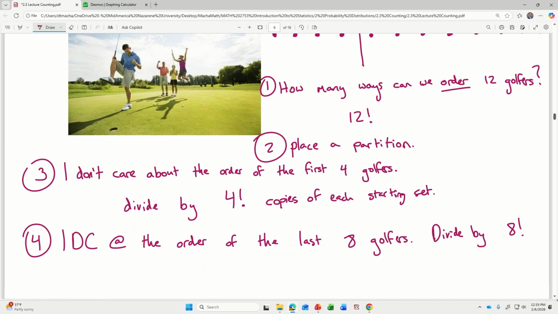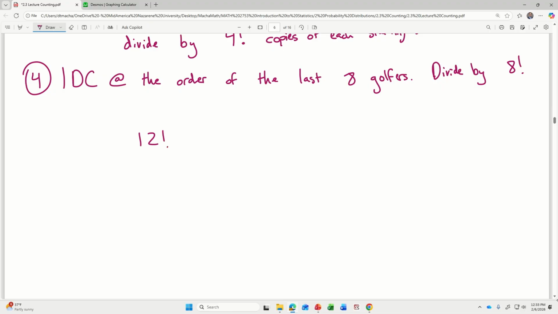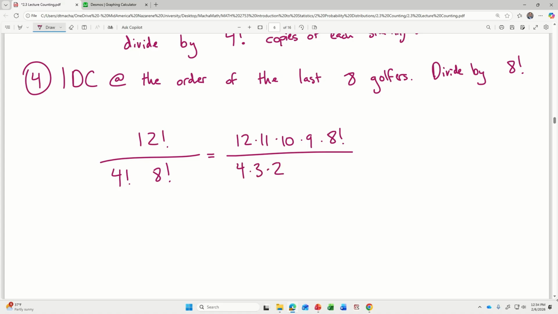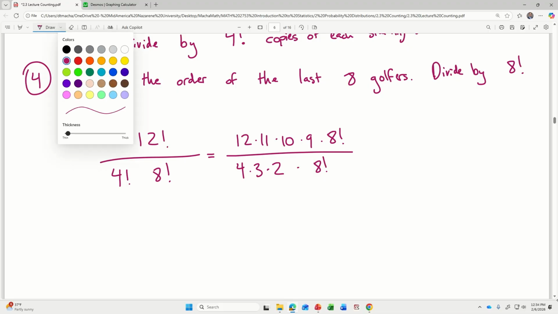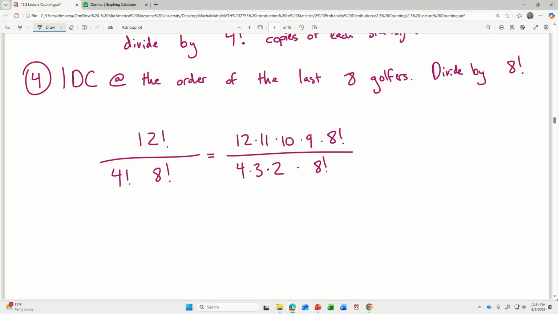So now, if I have started with 12 factorial and divided by 4 factorial for the order of the first 4, and divided by 8 factorial for the last few, consider that 12 factorial would be 12 times 11 times 10 times 9 times 8 factorial. And 4 factorial is 4 times 3 times 2. I could write this. Everybody follow along? And then these 8 factorials are going to cancel, top and bottom.